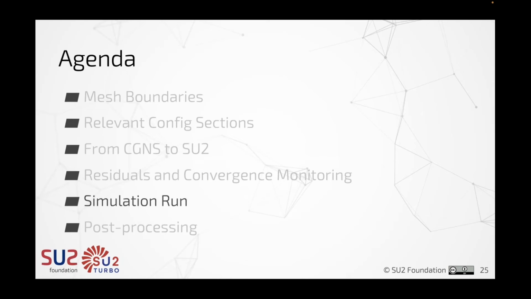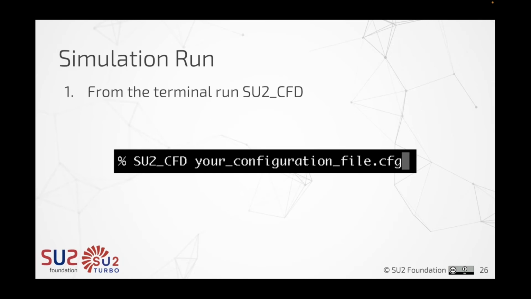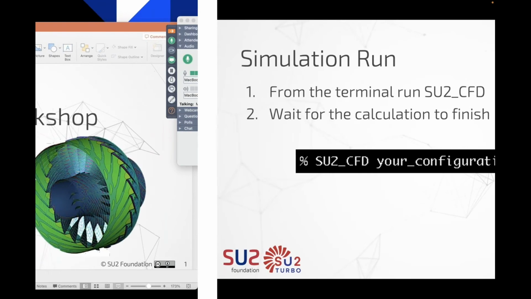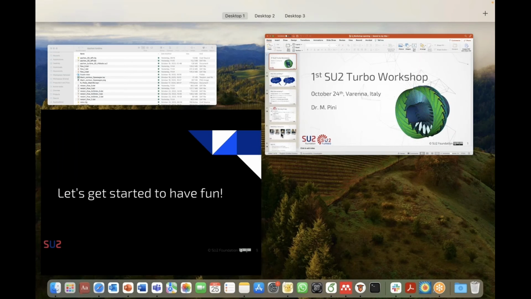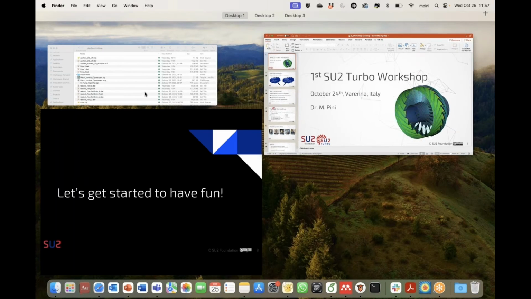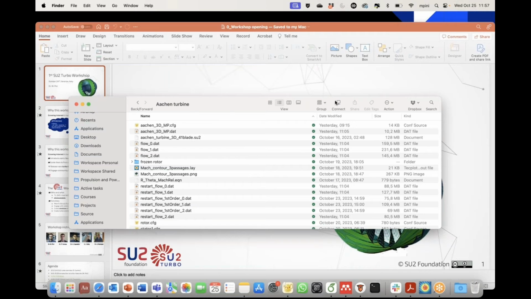Okay, now we're ready to run our calculation. This is very simple. You can just type in your terminal session SU2_CFD followed by the config file, and this will run the calculation. Then of course you wait for the calculation to start. And well, if we want to do this, we can just open a terminal.